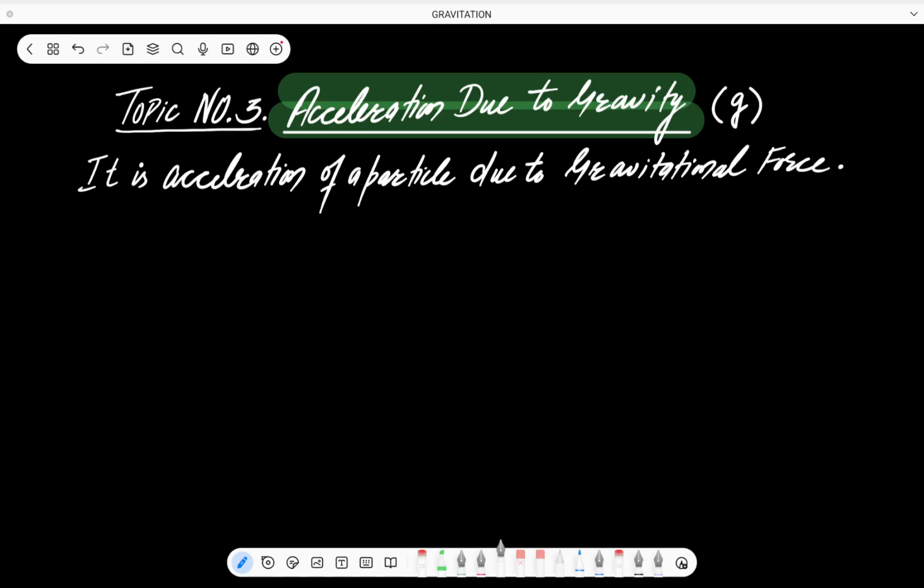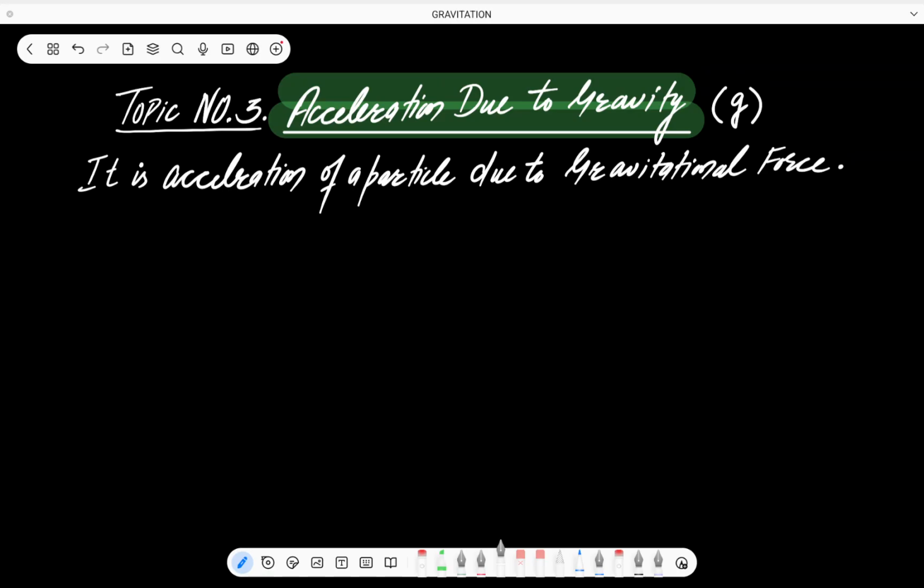So, this is lecture number 3 of gravitation. Today's topic is acceleration due to gravity. First of all, we'll study the basics of the acceleration due to gravity. Then, we'll be doing the questions on this. And then, another topic is variation of acceleration due to gravity. Okay, so let's get started.